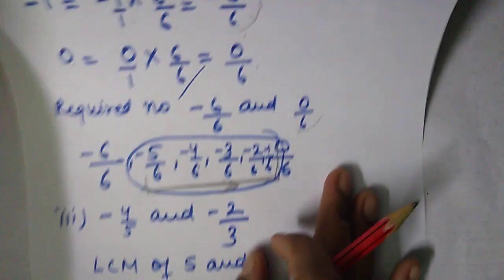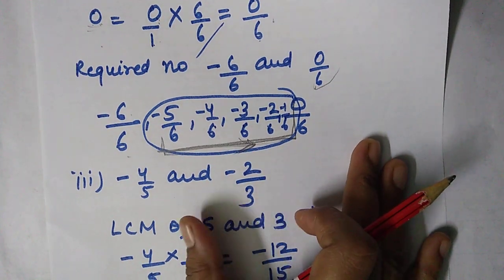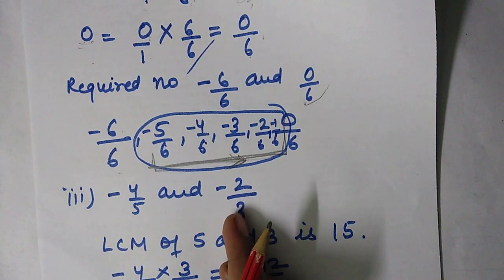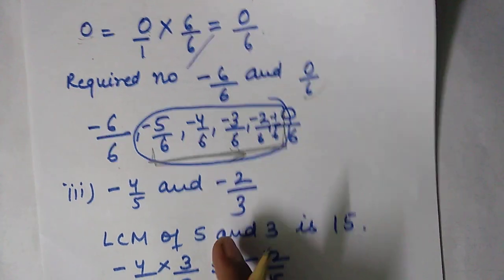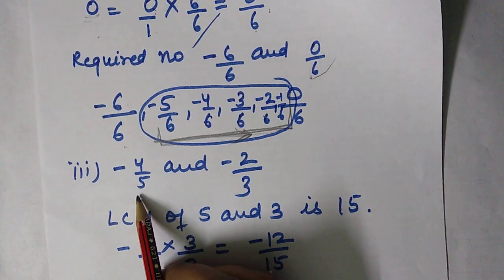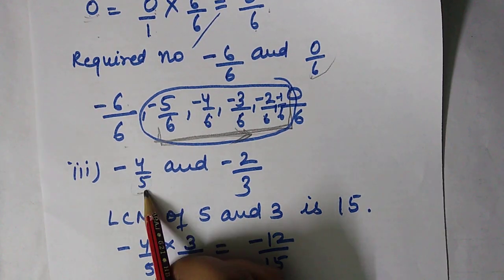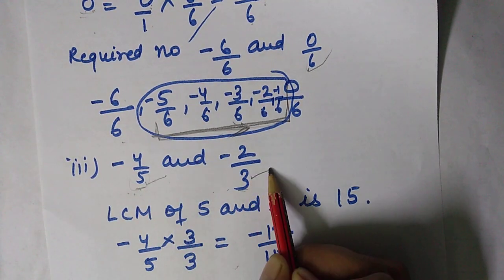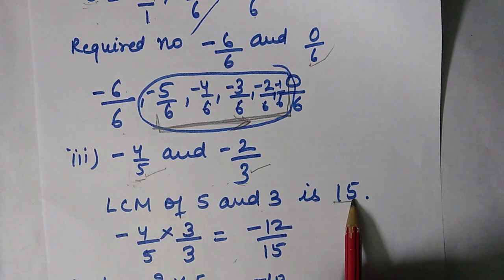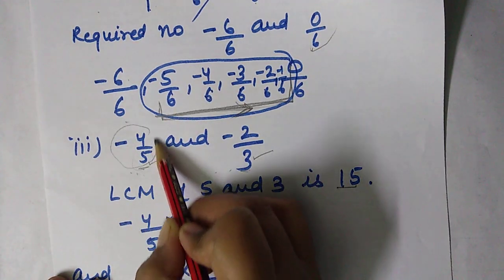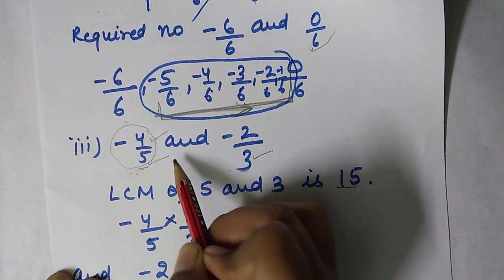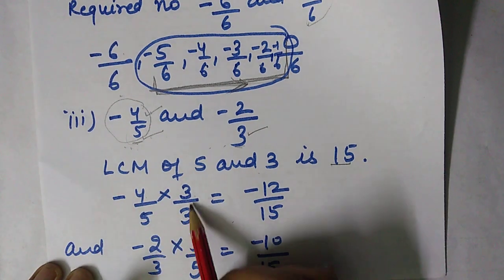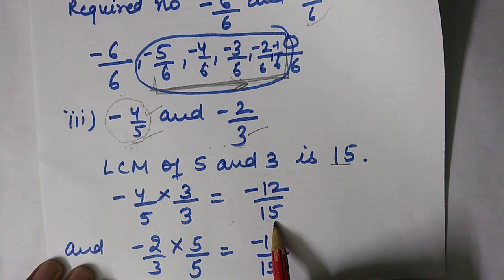Now the second case: whenever you are given fractions, how will you find them? Suppose we have these two numbers, and we have to find 5 rational numbers between them. So first we have to make the denominators equal. For making them equal we have to take the LCM of denominators. So here the denominators are 5 and 3. LCM of 5 and 3 is 15. And how will you make the denominator of this fraction equal to 15? For that I have to multiply it with 3. Numerator and denominator must be multiplied with 3. I will get minus 12 by 15.